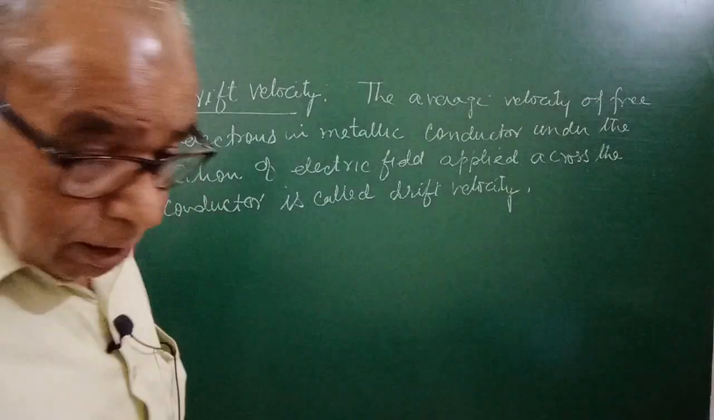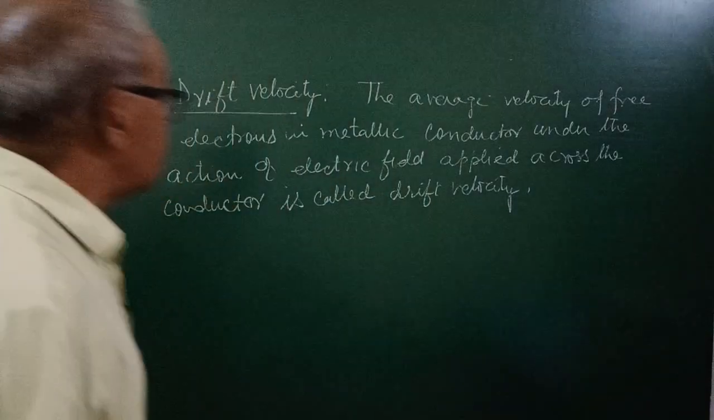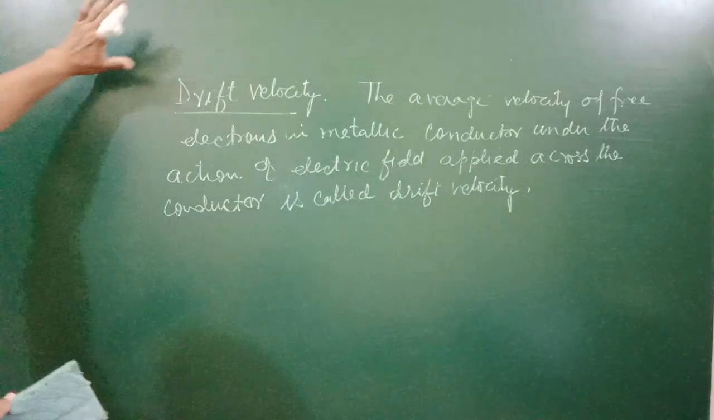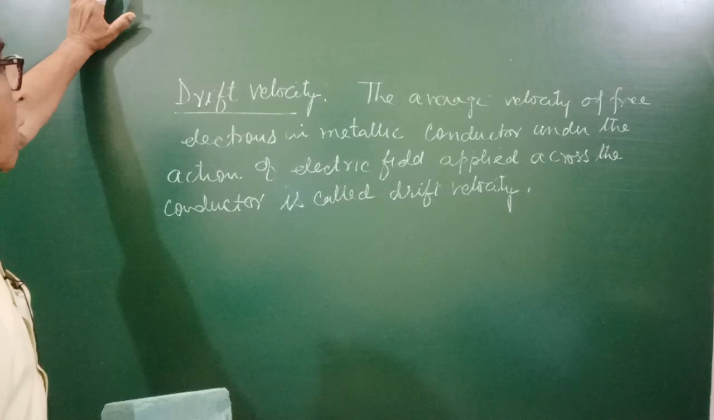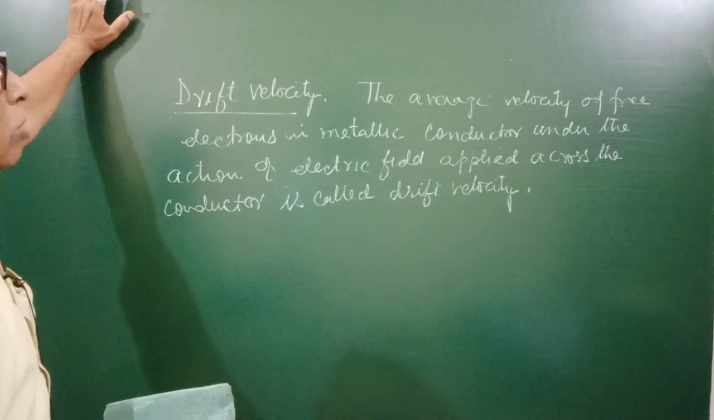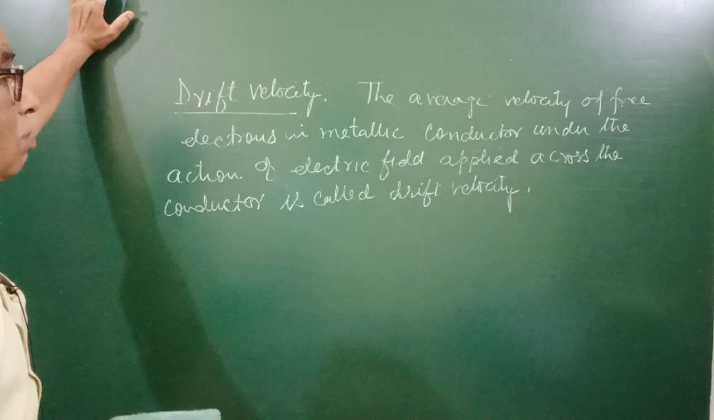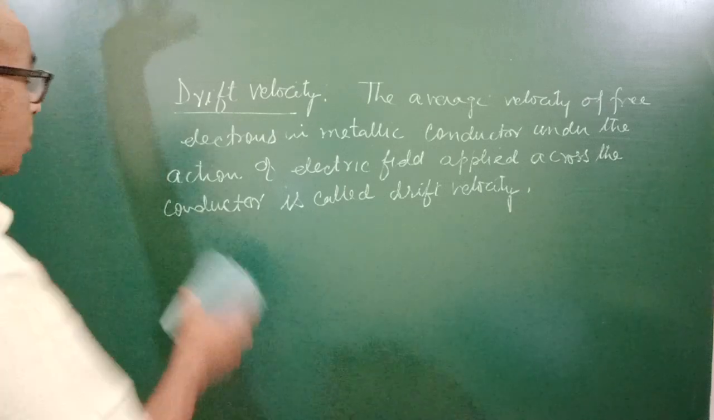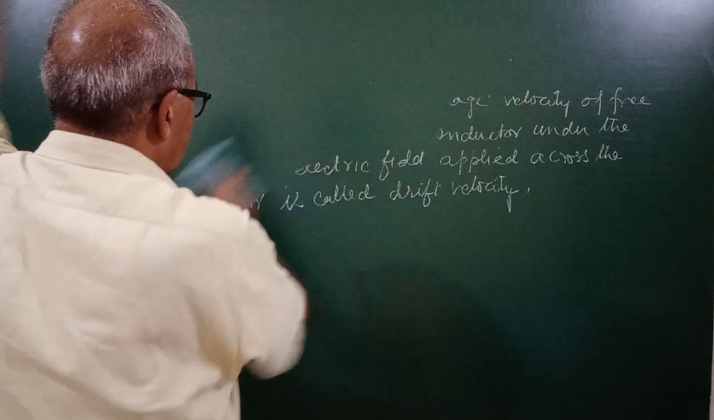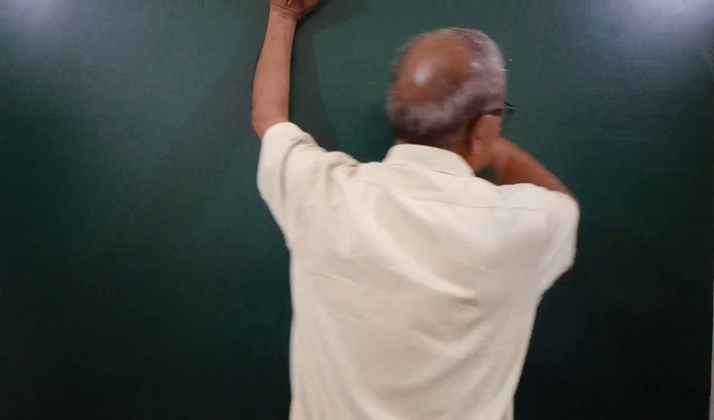So now I will explain the concept of drift velocity. But first of all, I want to tell you that in the exam a question comes for 1 mark: what do you mean by drift velocity? So it is the average velocity of free electrons in a metallic conductor under the action of an applied electric field. Now I will establish the relation between drift velocity and the electric field applied.